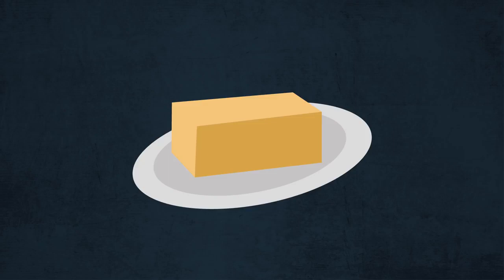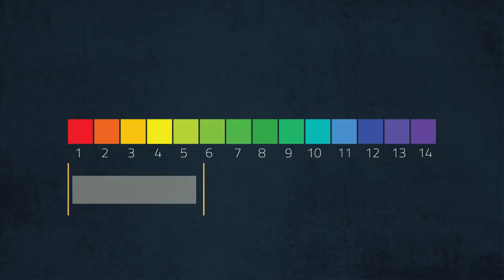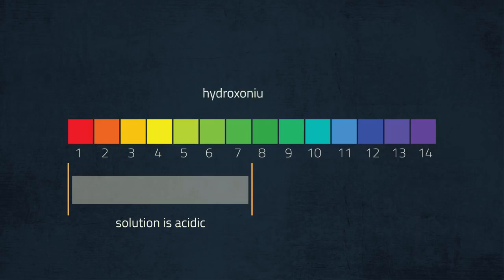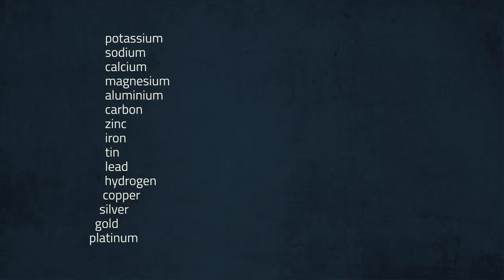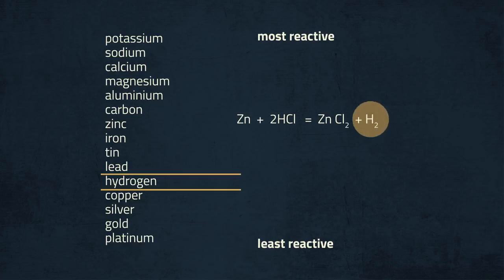The H in the pH scale denotes hydrogen. It represents the concentration of hydrogen ions in water. When the pH is lower than 7, the solution is acidic, and it is the hydrogen, or more strictly the hydroxonium ion, that makes the acids reactive. Thus, metals above hydrogen in the reactivity series normally react with acids to form hydrogen, like zinc with hydrochloric acid.